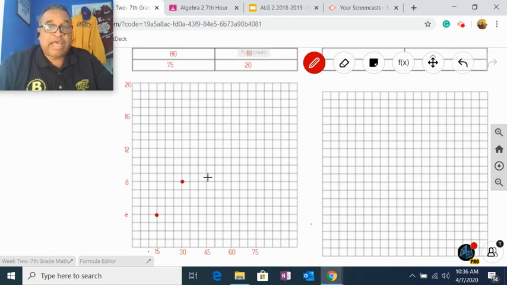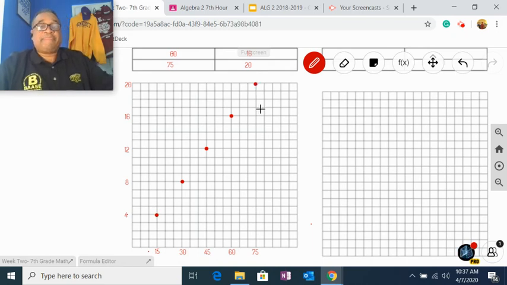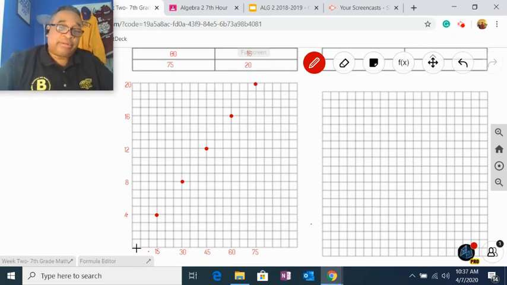If we had 45 insects, we'd come here to 12. If we had 60, we'd come here to 16 butterflies. And if we had 75, we said we would have 20 butterflies. And we can see, wow, looky there. Got a nice straight line that's going to come out of that as well.